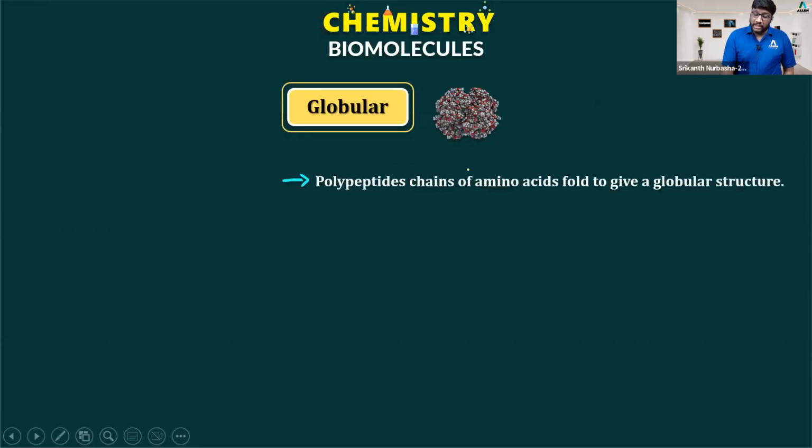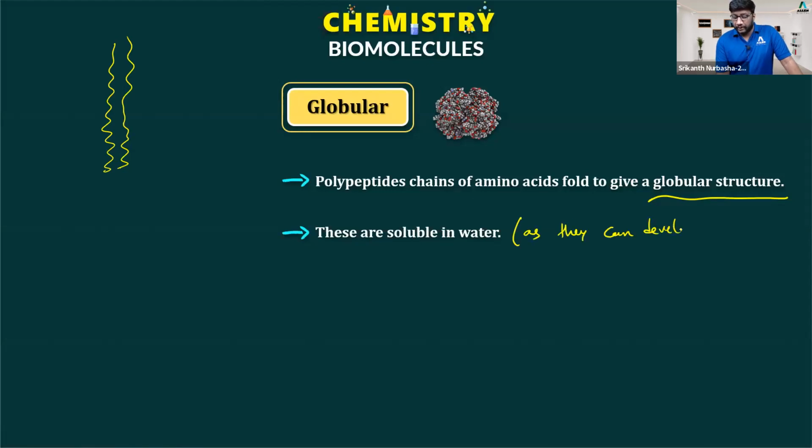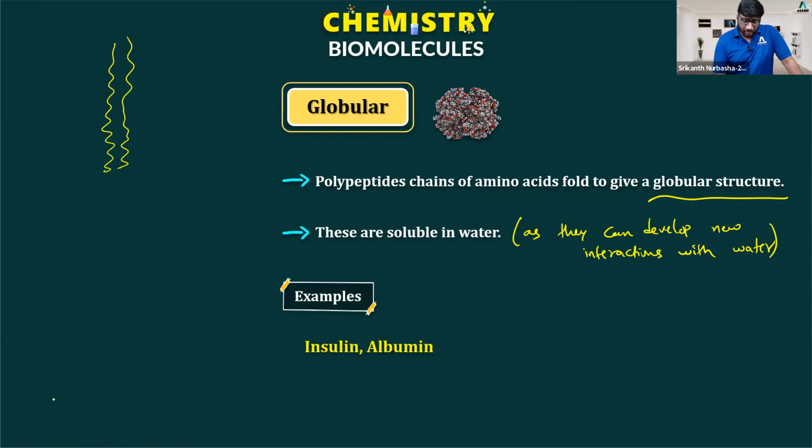If you go with the globular proteins, polypeptide chains of amino acids fold to give a globular structure. They are not running parallel now. Earlier, in the fibrous polypeptide chain, they are running parallel. Now they are folded to actually give a globular structure. These are soluble in water as they can develop new interactions with water. Examples: insulin, albumin. These are some examples of globular proteins.